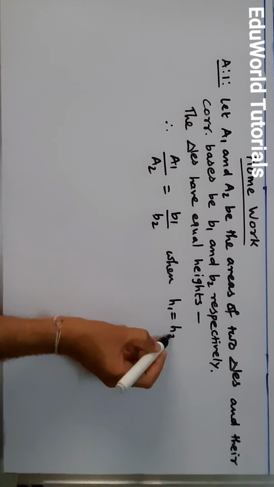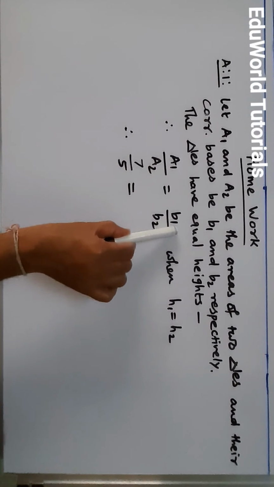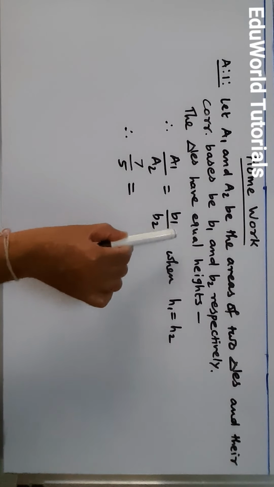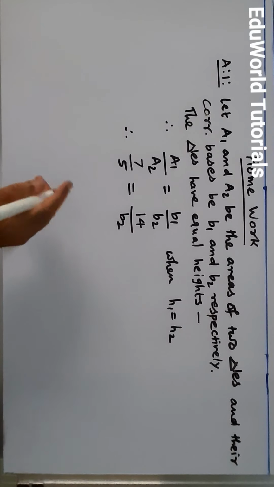Now it is said that the base of the bigger triangle is given. Which is the bigger triangle? A1 and A2 are the areas. 7 is to 5 is the ratio of their areas. So naturally A1 is the bigger triangle. So B1 is the base of the bigger triangle and B2 is the base of the smaller triangle. It is said that the base of the bigger triangle is 14 centimeter. So B1 is given to be equal to 14 centimeter. Find the corresponding base of the smaller triangle. So B2 we have to find.